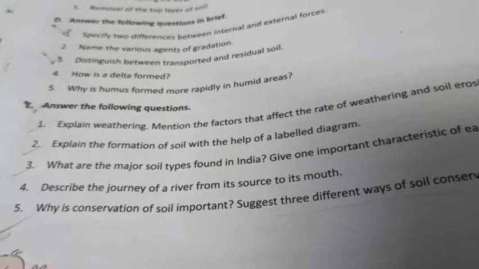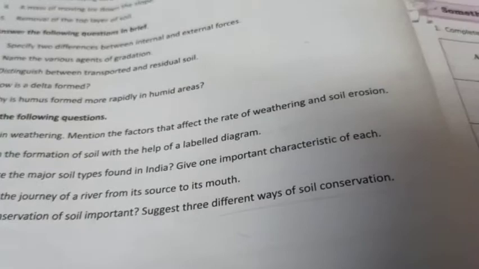Explain the formation of soil with the help of a labeled diagram. This has also been discussed. Soil types: black soil, red soil, laterite soil, alluvial soil. All the types of soil you have to explain. Now the journey of a river has been explained up to the delta. Then, why is conservation of soil important? Suggest 3 different ways of soil conservation.